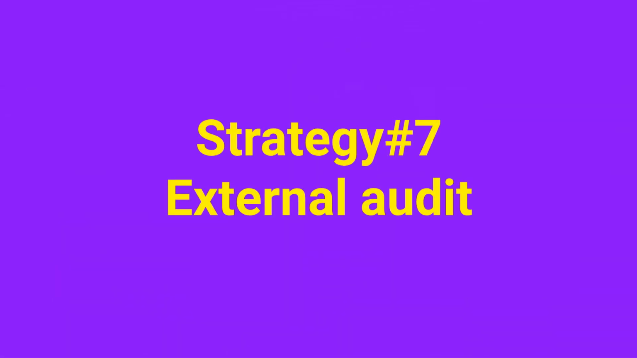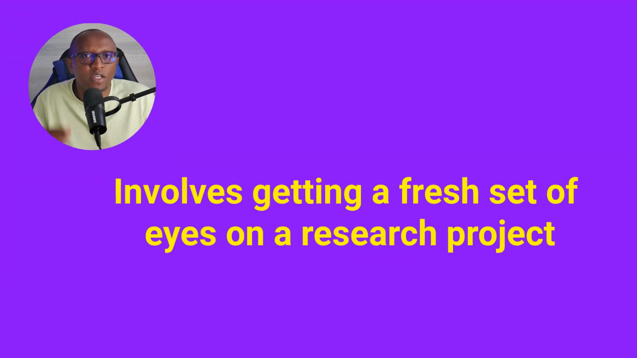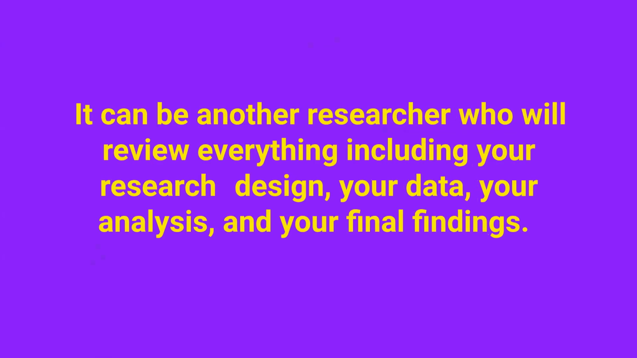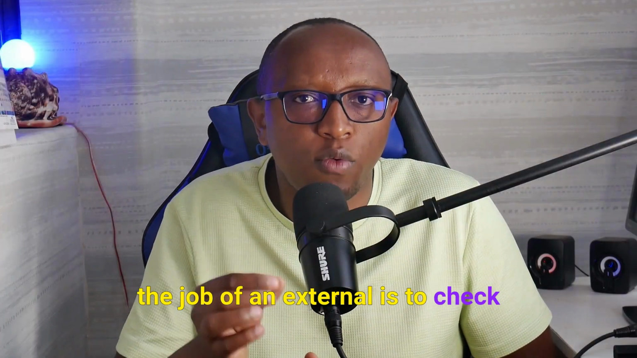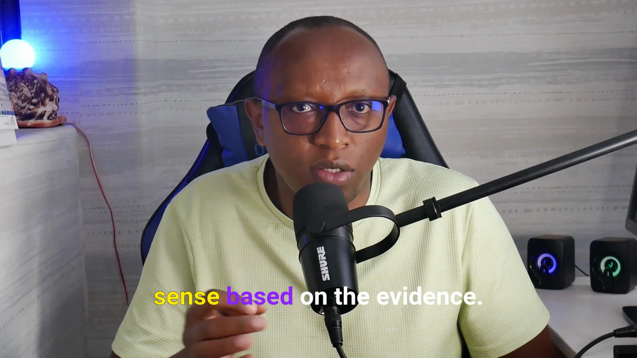Strategy number 7, external audit. The seventh strategy that you can use to ensure the validity of your findings in qualitative research is implementing an external audit. An external audit involves getting a fresh set of eyes on a research project. This will involve recruiting someone who wasn't involved in the research to be an external auditor. This can be another researcher who will review everything, including your research design, your data, your analysis, and your final findings. The job of an external auditor is to check whether the study was done carefully and whether the conclusions make sense based on the evidence.